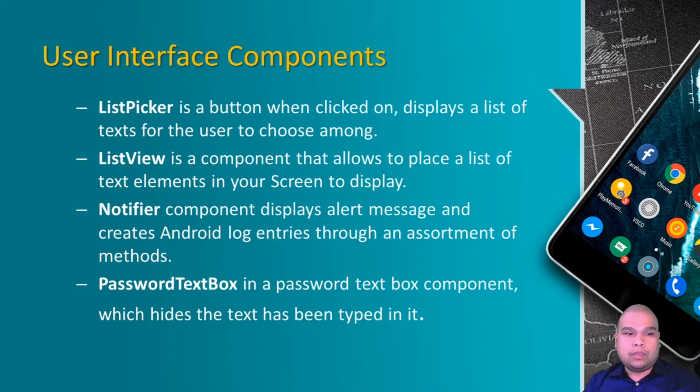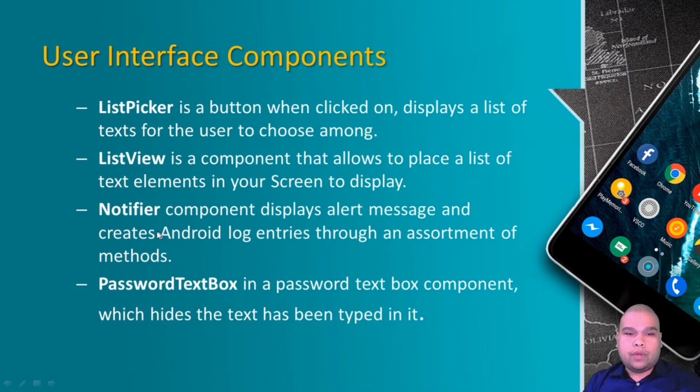So what's the difference between the list picker and list view? For list view, you're only listing all your components. Let's say for example, you want to list different kinds of fruits. You'll be using this one. But if you want to select a particular item within that list, we'll be using your list picker.